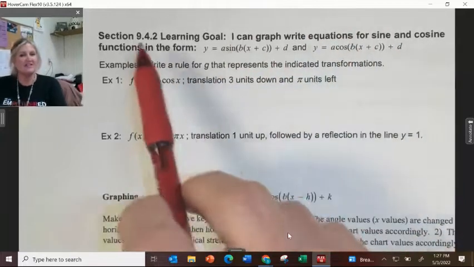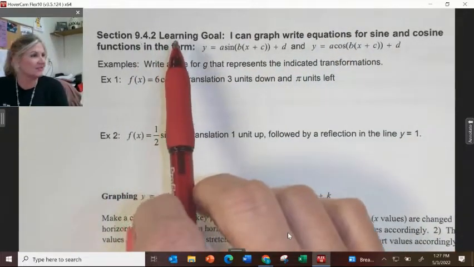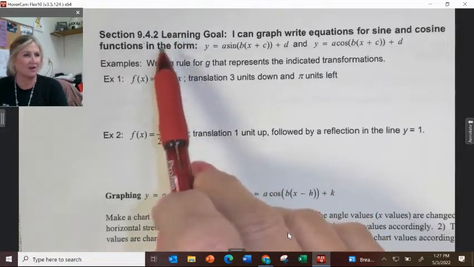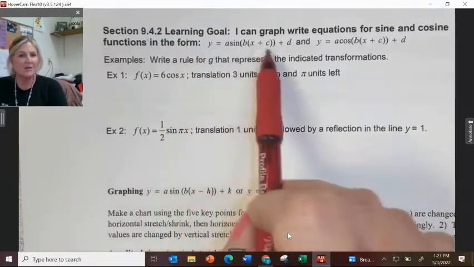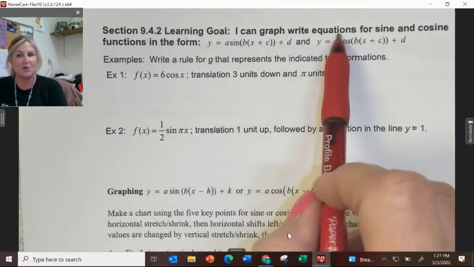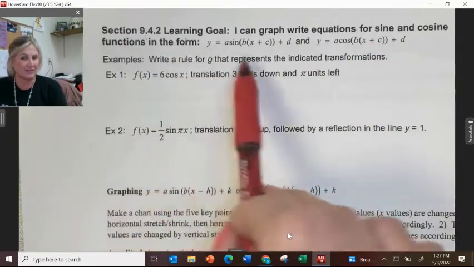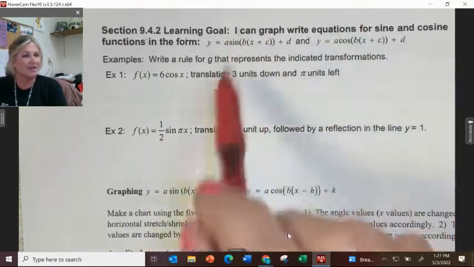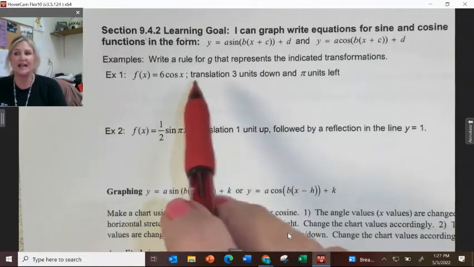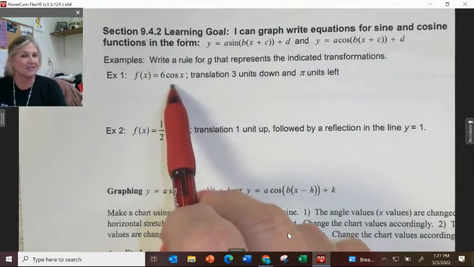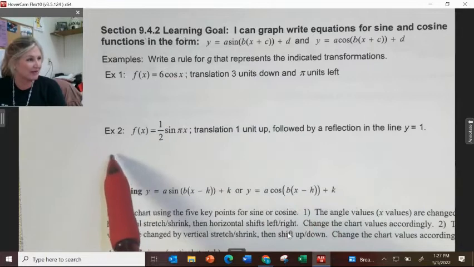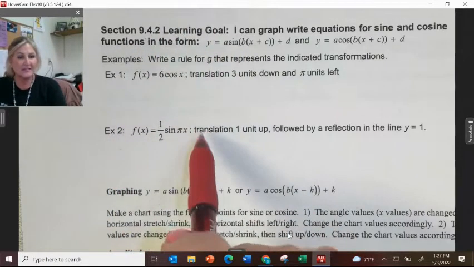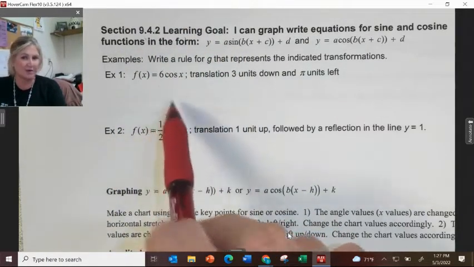Okay, guys, section 9.42 in section part B in our notes. So what we're going to be doing is writing equations for the sine and cosine functions in this form. A little bit of what we're going to be doing today is we're going to be given some information and we have to come up with the equation for it. We're going to do that today and then we're going to do it again tomorrow.